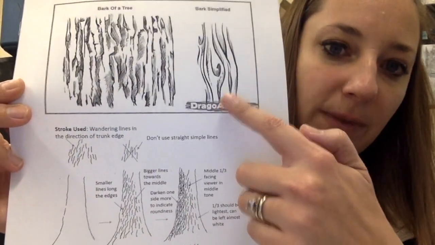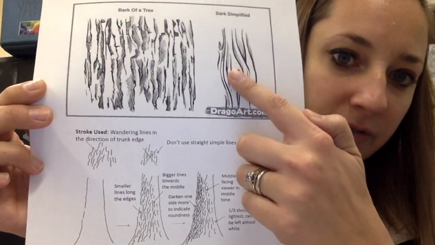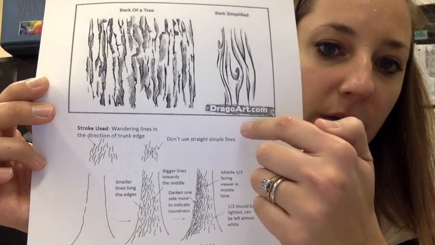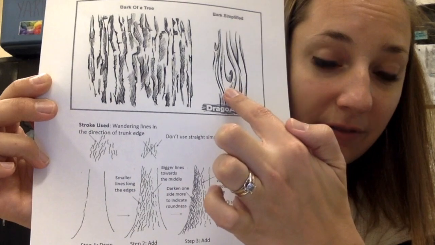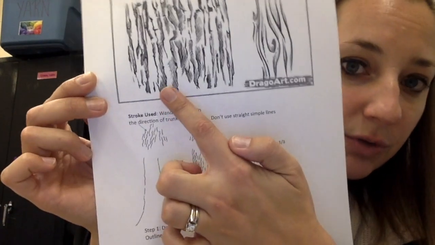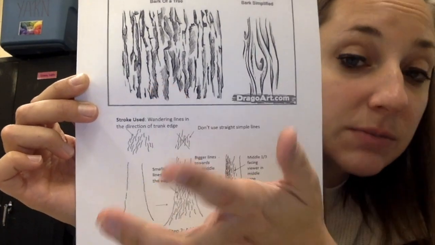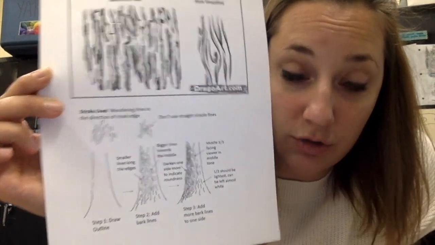Here are some other ways. You might have a tree that's got some curves in it, some knots. So you can use curved lines to show a knot. If you wanted to show a knot, you'd have to curve your line. Here's just a really detailed one, so it's up to you as to how detailed you want to draw, but you may look at these handouts.